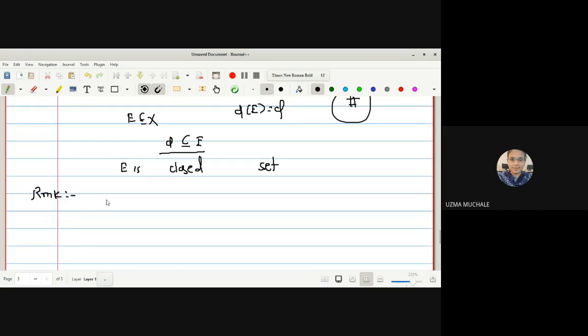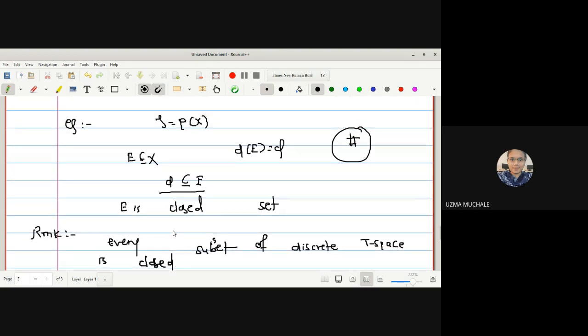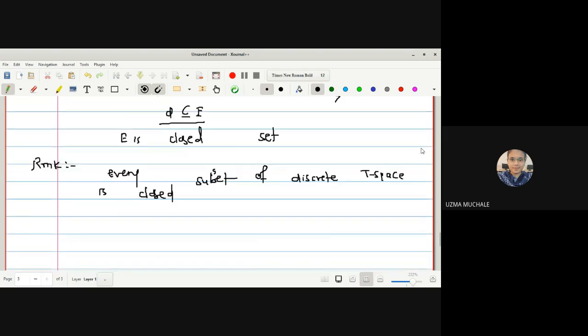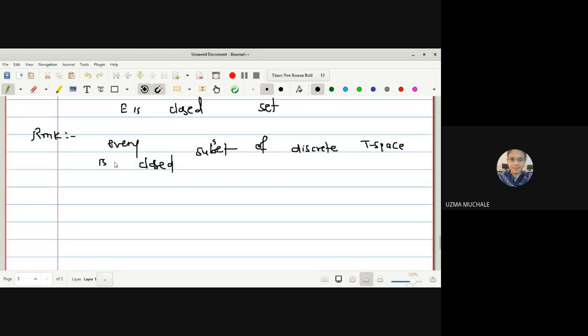I can write the remark as: every subset of a discrete space is closed. Why is this closed? Because we have found the derived set of E is an empty set. This result I have already shown you in one of the lectures, in which we proved the result by contradiction, assuming that x is a limit point, and we get a contradiction like phi is not equal to phi, and hence we can say that every subset of a discrete space is a closed set.